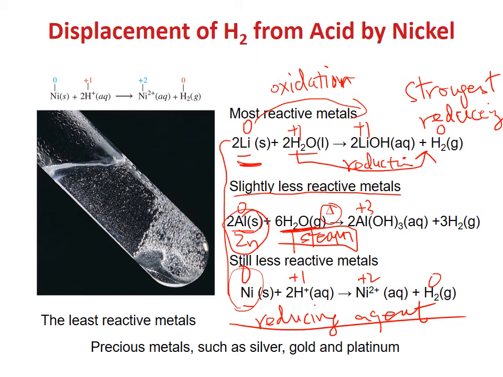And nickel and tin are even weaker reducing agents. They can only reduce protons in acid. And precious metals are the weakest reducing agents. They cannot reduce protons in acid.